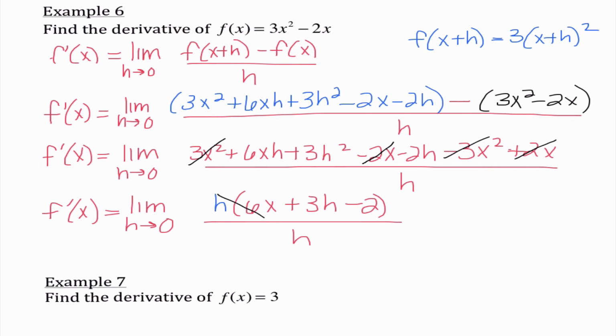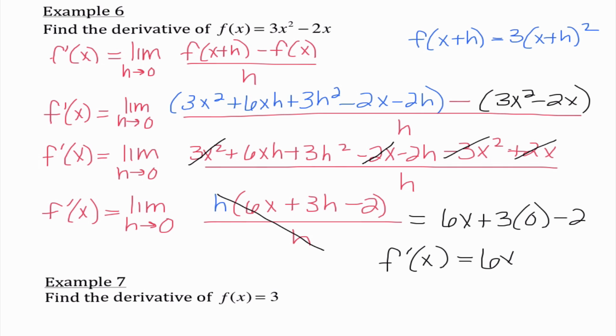We can go ahead then and cancel out these h's. And now I need to substitute in a 0 wherever we have an h. So I get 6x plus 3 times 0 minus 2. So my answer is going to be f prime of x equals 6x minus 2. So notice we did the exact same thing here. We just used slightly different vocabulary.